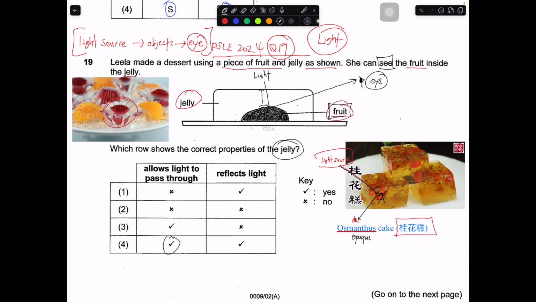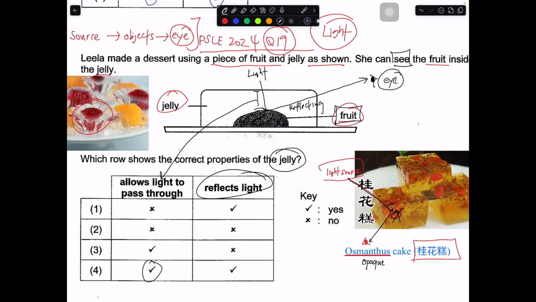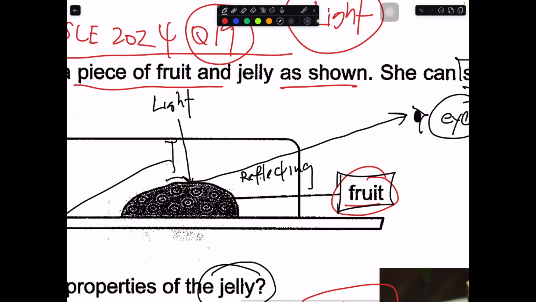This is the part that allowed light to pass through, and the reflected light comes from this part. The reflected light is about how she can see both the fruit and the jelly itself. This is the part that is reflecting light off the fruit. That's why she can see the fruit. She can also see the jelly. It's because this part, the jelly over here, reflects light into her eyes.